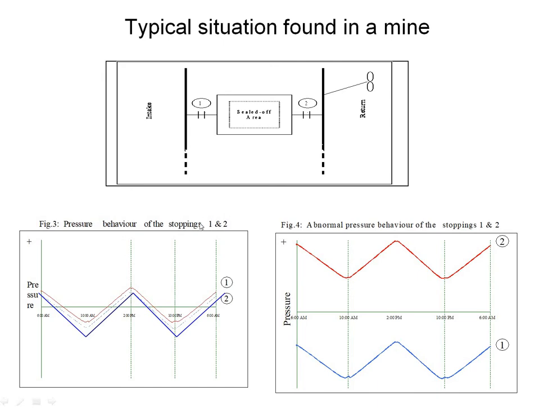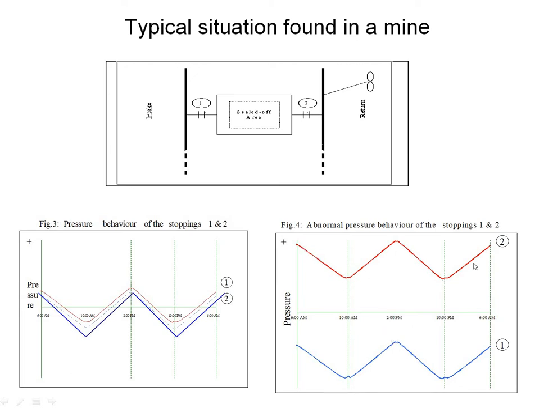Here it is stopping number 1 and stopping number 2. So the pressure behavior of stoppings 1 and 2 is clearly given in this way. The abnormal pressure behavior of the stoppings 1 and 2: at least 10 a.m. here is where the sample was taken, and the pressure difference is at least 10 p.m. at night, and here it is 2 p.m. in the day, where the sample was taken.